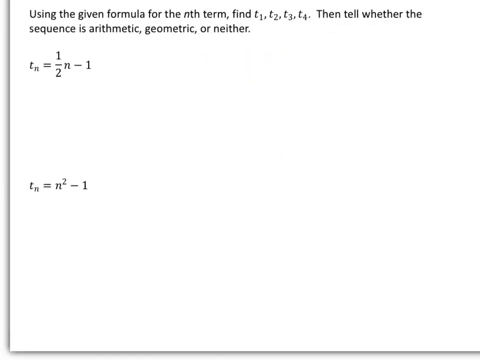This next set of problems actually gives us a formula for the nth term, a t sub n formula. What we are asked to do is to calculate the first 4 terms and then determine whether or not our sequence is arithmetic, geometric, or neither. So what I might do is create a column with n, and the t sub n value, and in the middle I will do the calculation.